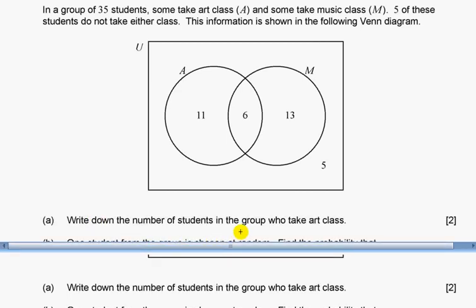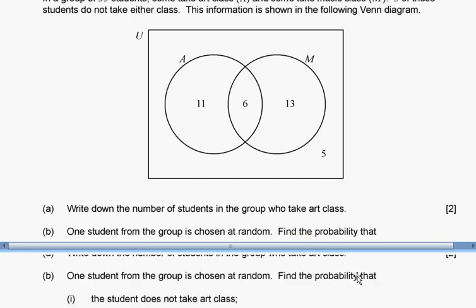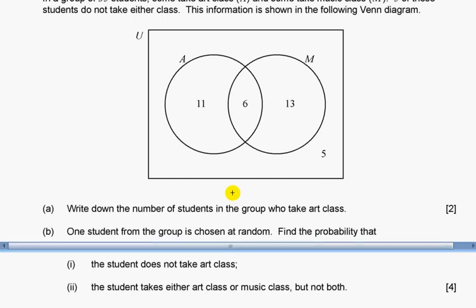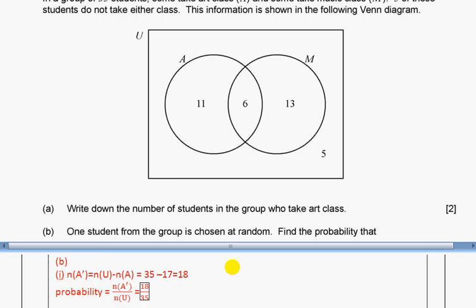Write down the number of students in the group who take art class. So 11 plus 6, 17. One student of the group is chosen at random. Find the probability that the student doesn't take art class. Take art class is 17. 35 total minus 17 will give us the number of students, 18, and the probability will be the number of students that don't take art class over the total: 18 over 35.